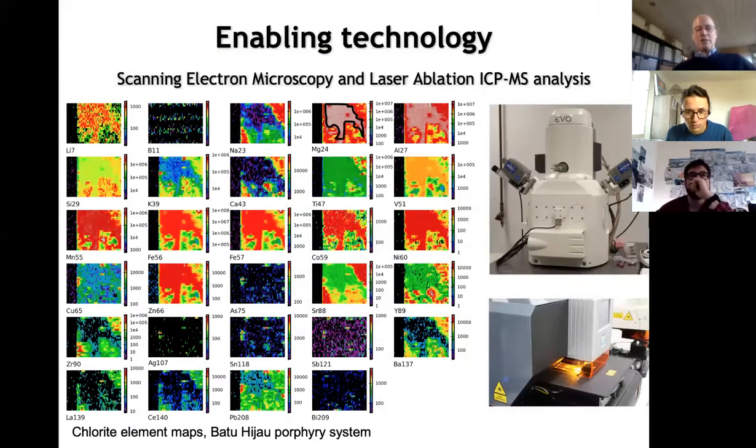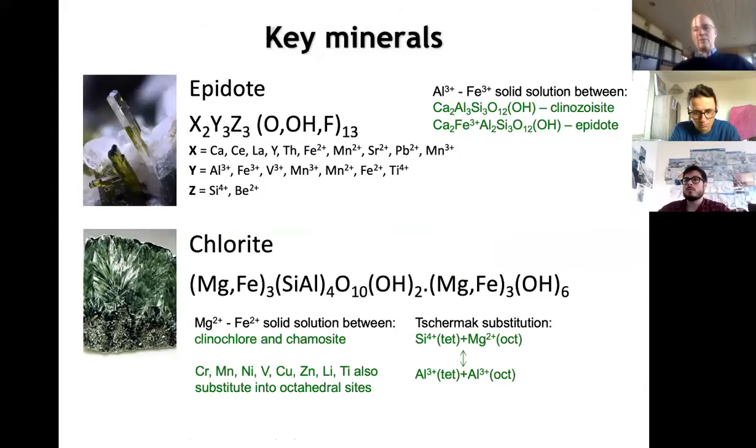So the enabling technology here has been scanning electron microscopy combined with laser ablation ICP-MS analysis, so techniques that will be familiar to many of you. This allows us to measure trace elements in minerals down to parts per billion, and that's a key feature of what we've been able to do. And we can also map the chemistry of the minerals using laser ablation. And these are just some images from chlorites from Batu Hijau that illustrate that we can measure a lot of trace elements in the structure of these minerals. Two key minerals, epidote and chlorite. I'll talk initially a little bit about chlorite, and then I'll finish off with a bit on epidote.